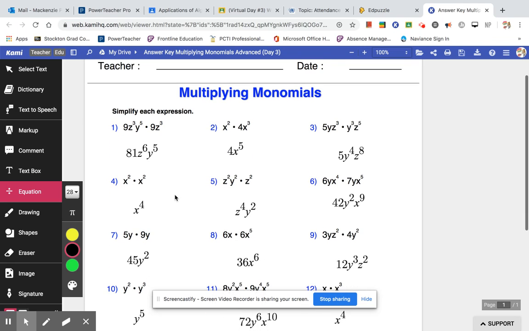And a big idea is that we're multiplying coefficients. So like 9 times 9 is 81. And then we add our exponents on similar bases. And if something doesn't have an exponent, then that exponent is 1.